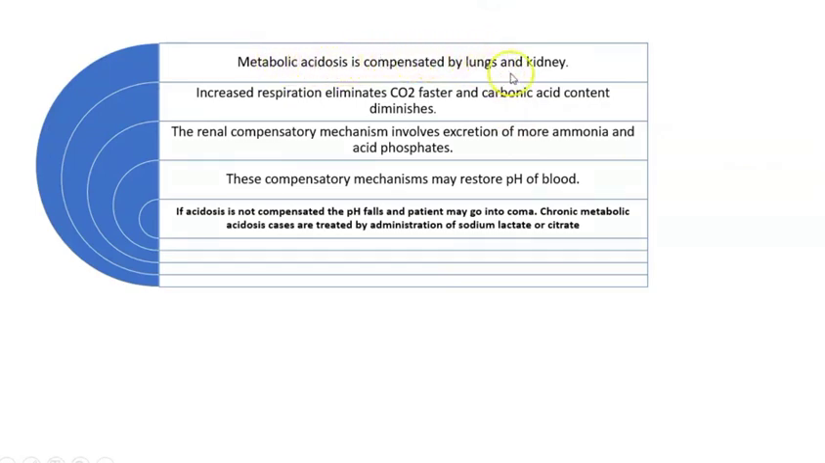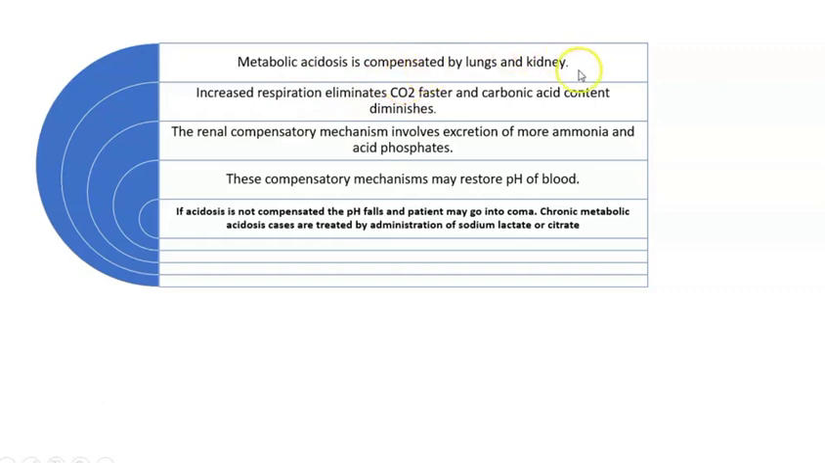Metabolic acidosis is compensated by the lungs and the kidneys. So how does it happen? There will be an increased elimination of CO2. Remember, when CO2 is released out of the body through respiration, you are blowing off the carbonic acid in the form of CO2. That is what it means. And the carbonic acid content diminishes. Why? Because it is the pressure of CO2 and water that gives you carbonic acid. So when you are releasing CO2 out of the system, it will diminish carbonic acid. That is how it is eliminated. That is how it is compensated by the lungs.